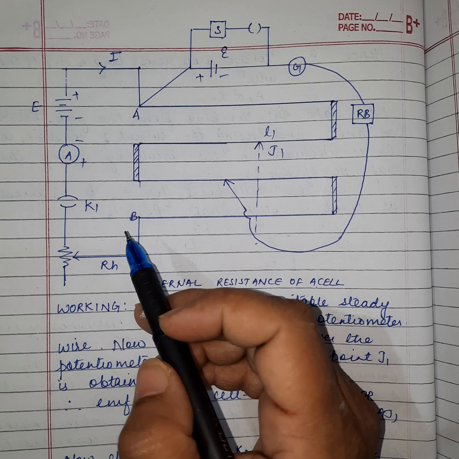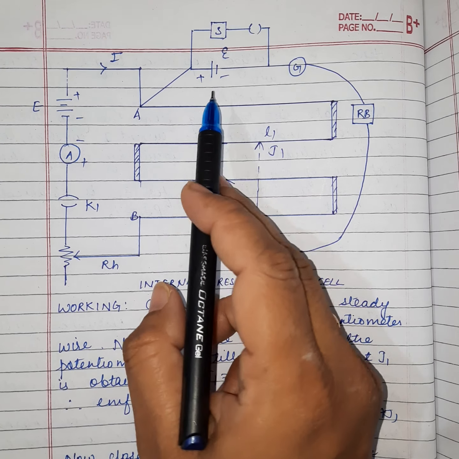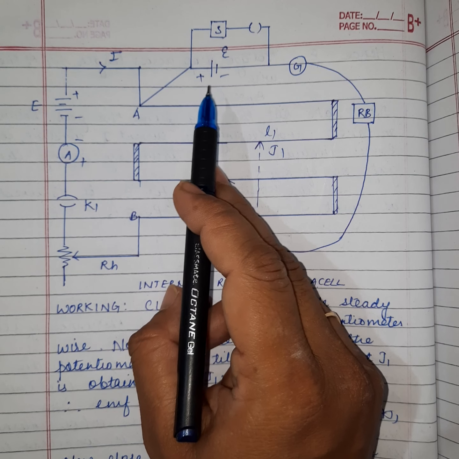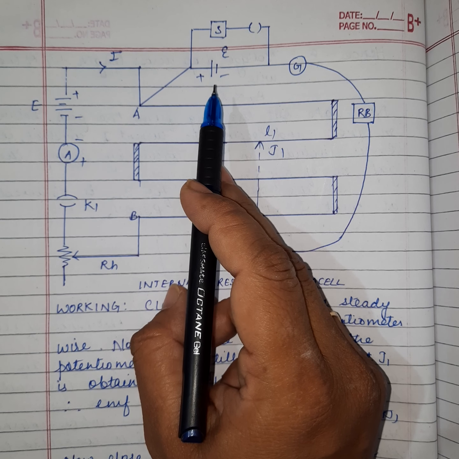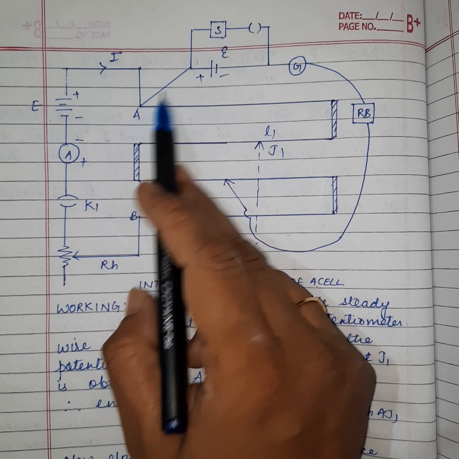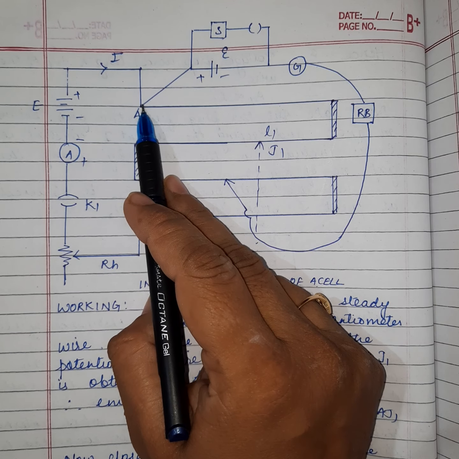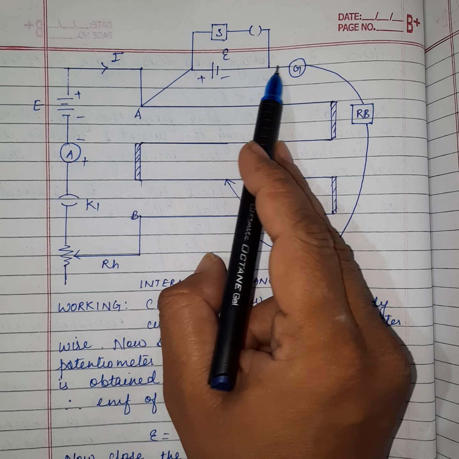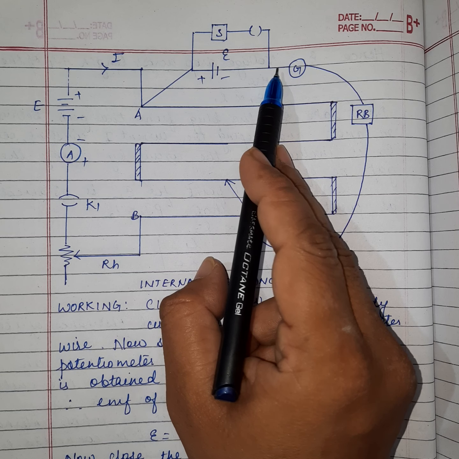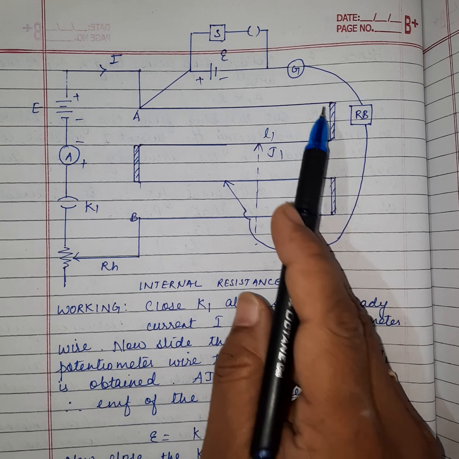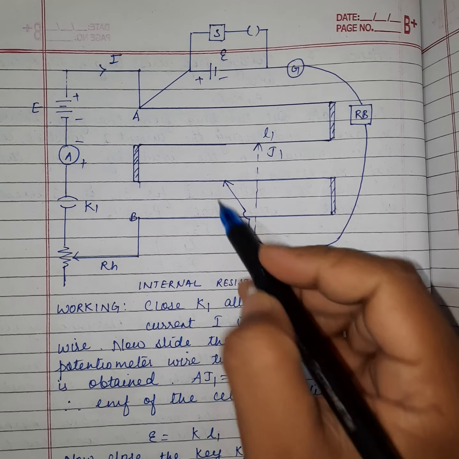of the potentiometer wire. The positive terminal of the cell whose internal resistance is to be determined is connected to end A. The negative terminal of the cell is connected to a jockey through a galvanometer and a resistance box RB. This is a jockey.